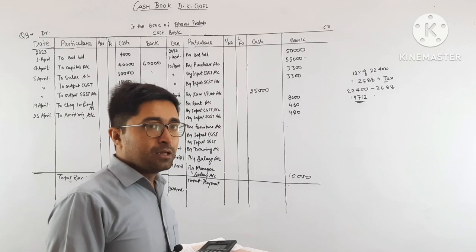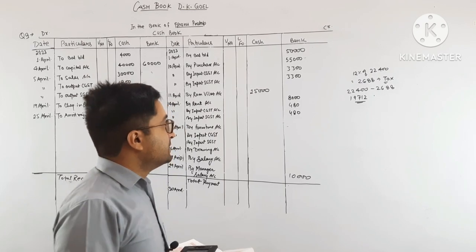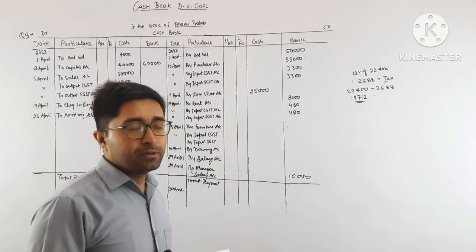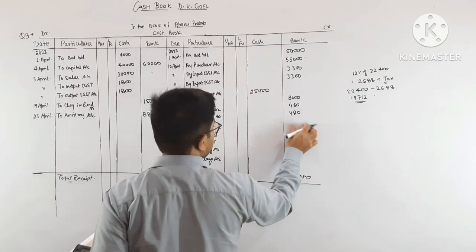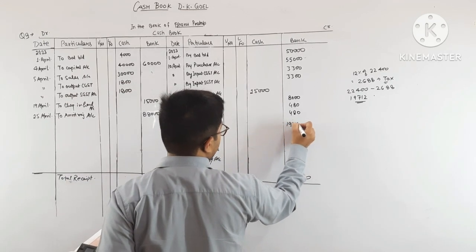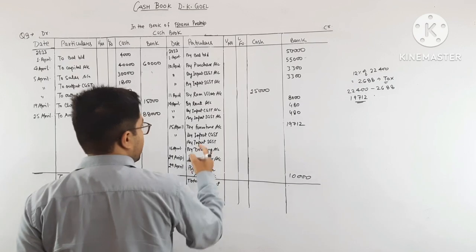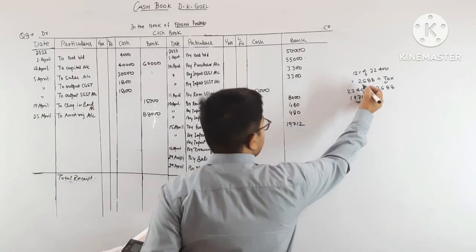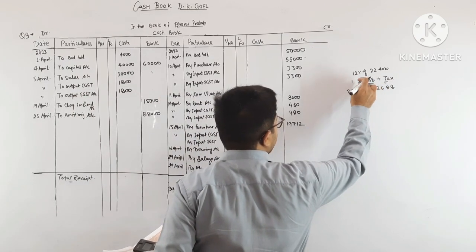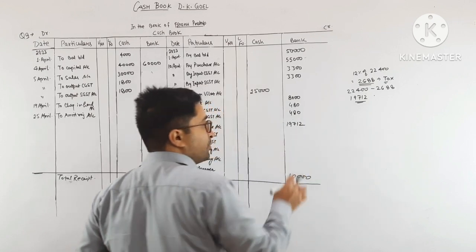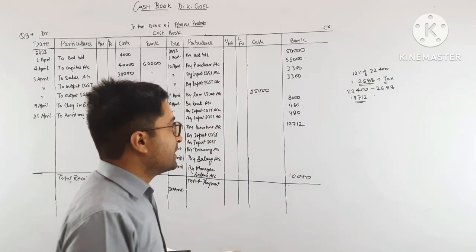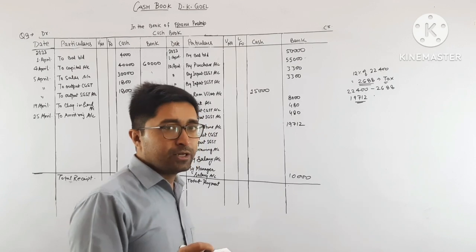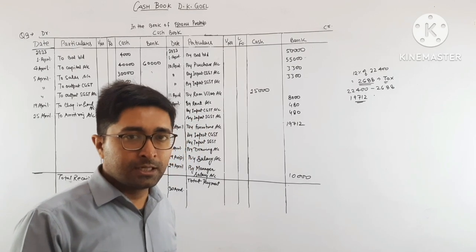Clear hai? Are you getting my point? This 19,712 is the actual amount of furniture. So by furniture we write 19,712. Okay, and input CGST will be 12%, so this includes both the input CGST and input SGST, 2,688. It has included both the input CGST and SGST.